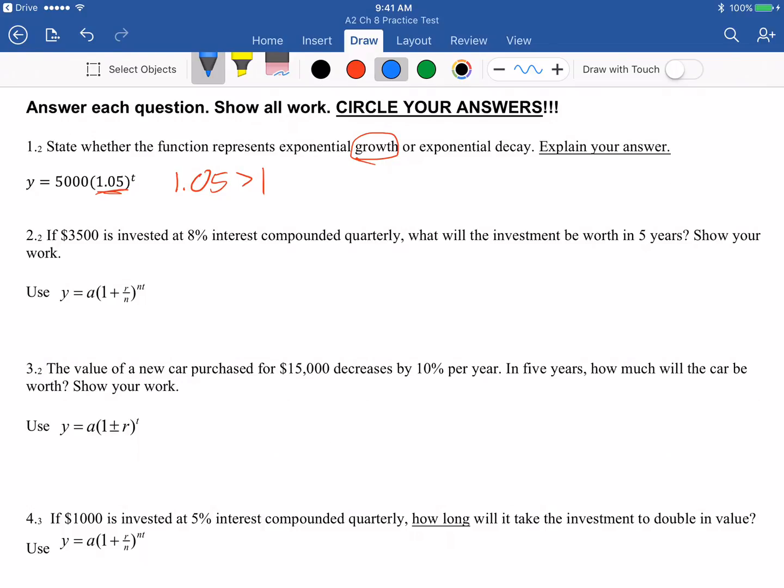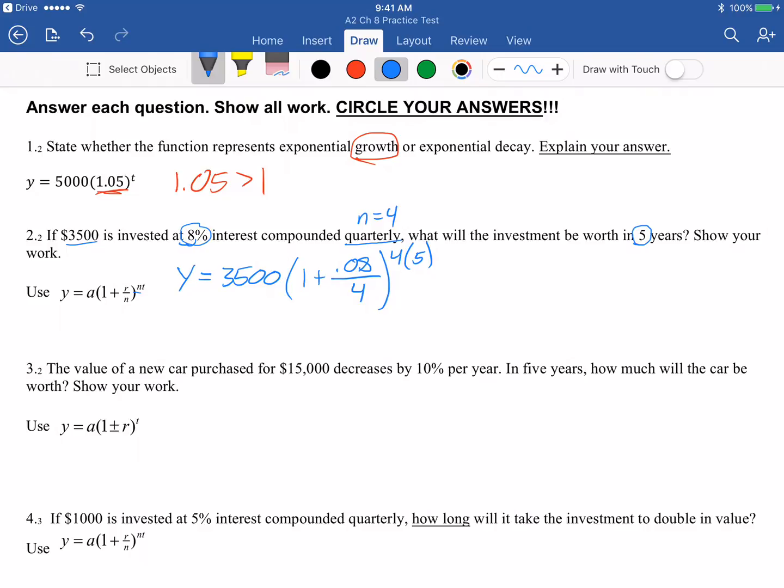So if I look at number 2, it says I invest $3,500 at 8%, compounded quarterly. What will the investment be worth in 5 years? Show your work. All right, so if we look at this guy, we have to plug these guys in. I get y equals, I put that 3,500 in for my initial a value. And I'm going to have 1 plus 0.08, don't forget to move that decimal place 2 places, over 4 here. That quarterly means that my n is 4. It happens 4 times per year. And I'm going to raise it to the 4 times 5 here, my n times my t.